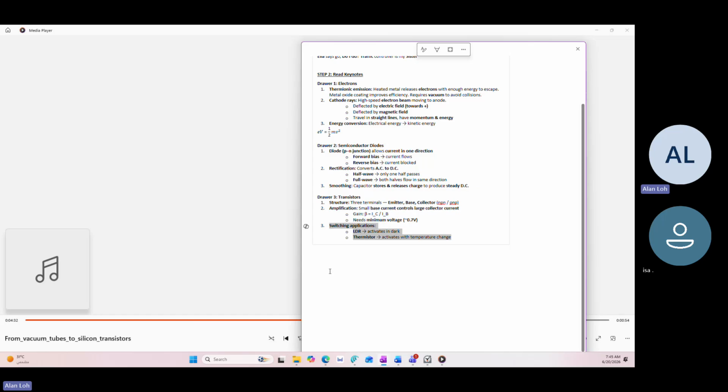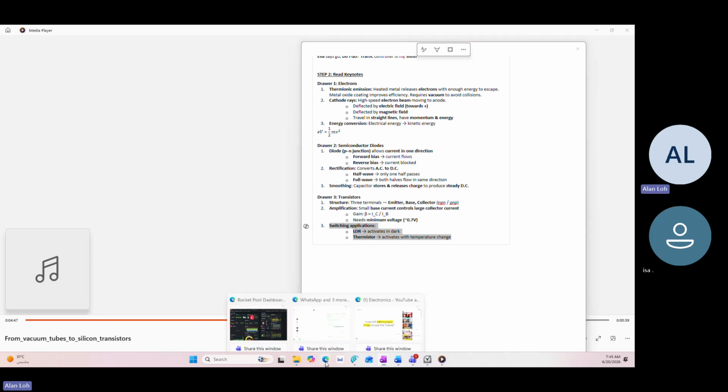Which alters the voltage. And that triggers the tiny base current, unleashing the main current to automatically turn on a street lamp. Or a thermistor doing the exact same thing for a fire alarm. You're using the physical environment to dictate the logic of the circuit itself.